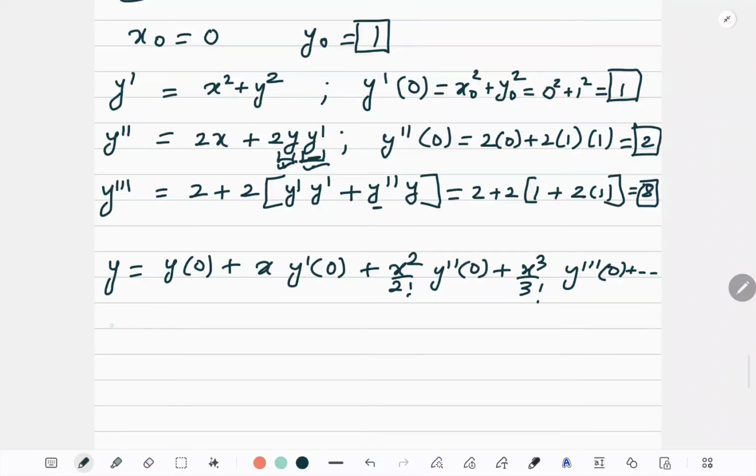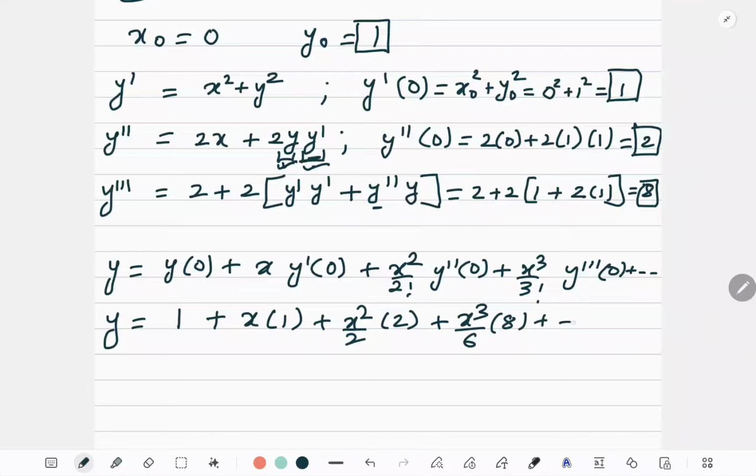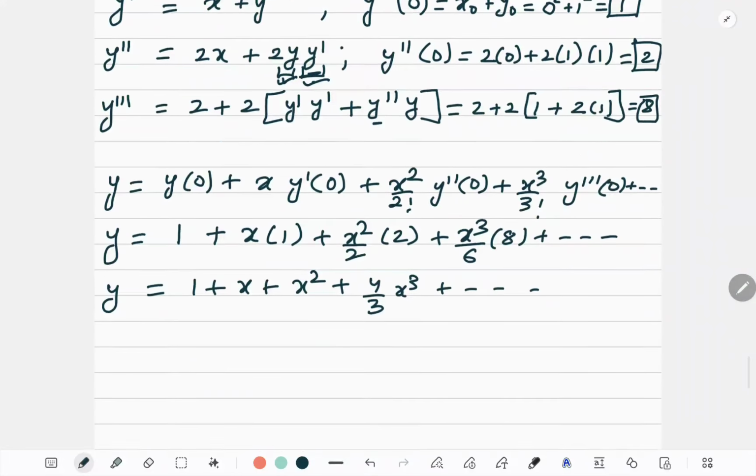Right? Substitute the values. y is equal to, what is y0 now? 1 plus x. y dash is 1 plus x square upon 2, y double dash is 2 plus x cube upon 3 factorial means 6, y triple dash is 8 plus, so this is a series form answer. y is equal to 1 plus x square plus 4 by 3 x cube. So this is a series form answer.